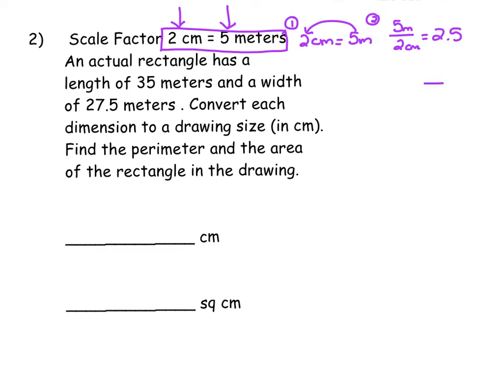So as we set up our t-table, we know X stands for centimeters and Y stands for meters. And as we work backwards on our t-table and convert meters to centimeters, we know we're going to be dividing our dimensions by 2.5. Once you get your table completed, sketch the rectangle, then find the perimeter and the area for this rectangle.